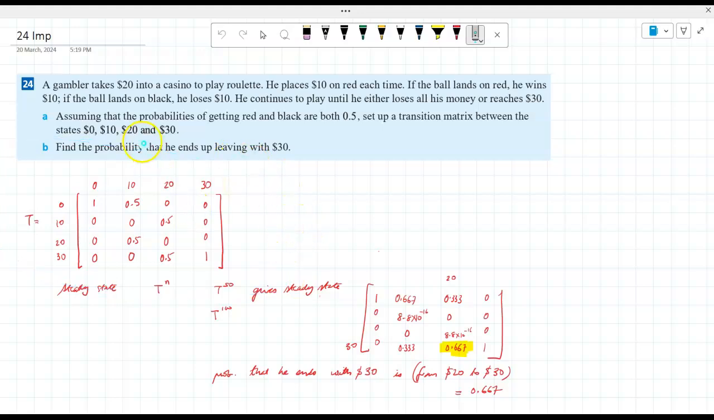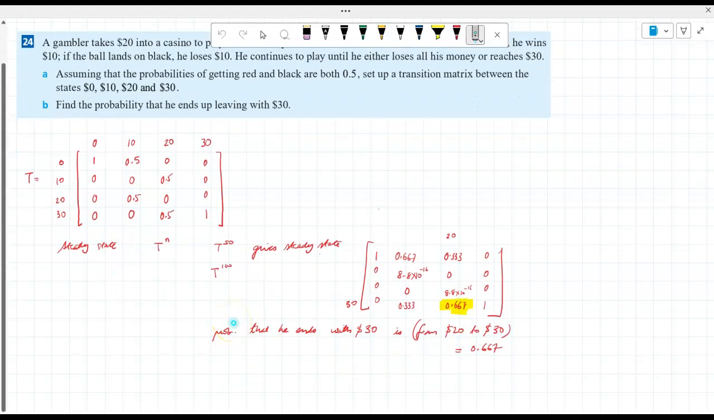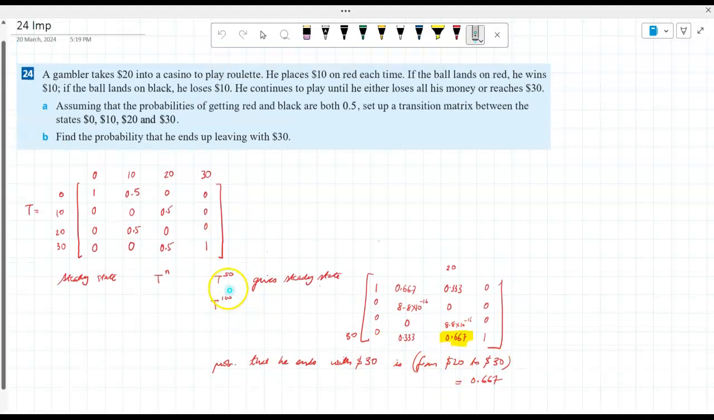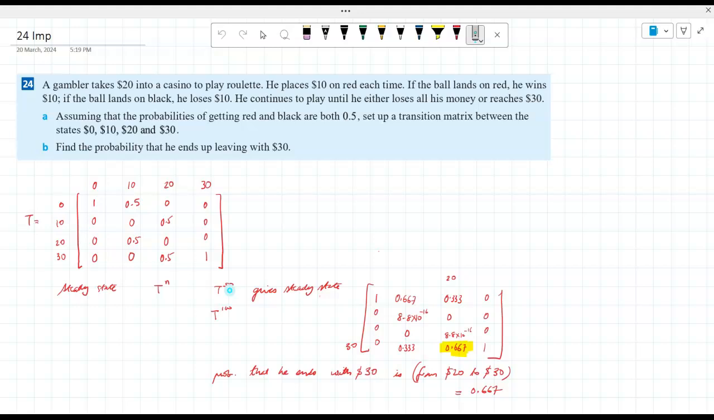And then, find the probability that he ends up with $30. So you find out the steady state. So what is the probability that he ends up with $30? He ends up with $30 from anywhere. Probably he ends with $30 from the 20 to 30. When will he reach 30? Only from 20 to 30. Tough sum this was.